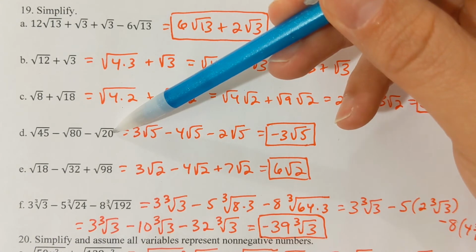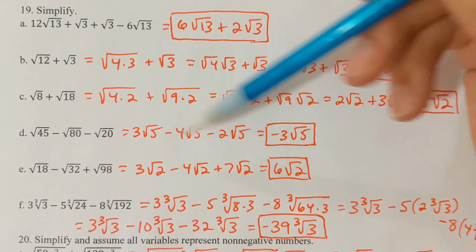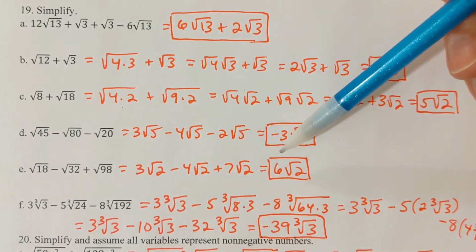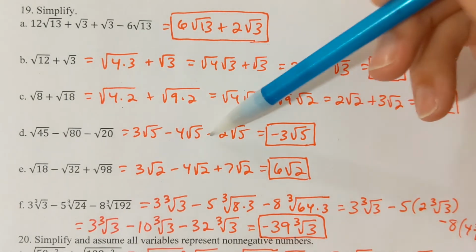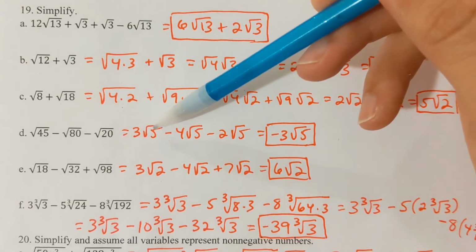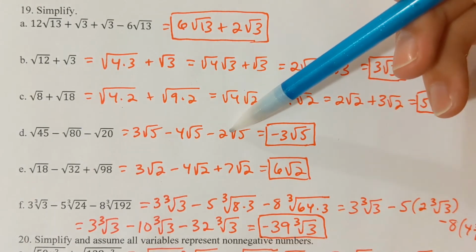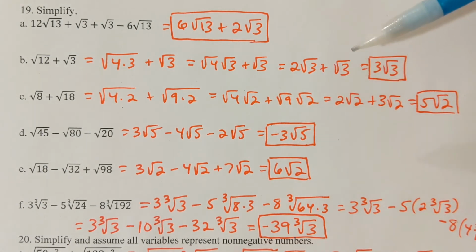With 20, 4 times 5 is 20, and we know the square root of 4 is 2. So the square root of 20, that'd be the same as 2 times the square root of 5. All three of these are now in like radical form, so now I can subtract them. 3 root 5 minus 4 root 5 is negative root 5. Minus 2 root 5, that'd be negative 3 root 5. That'd be the answer.